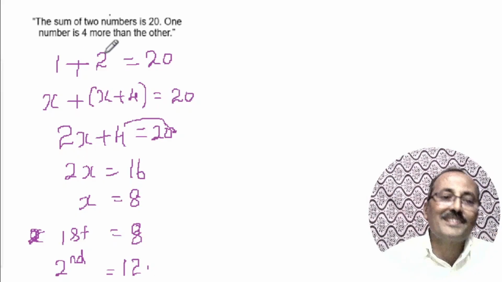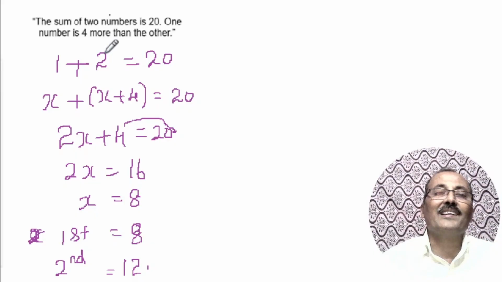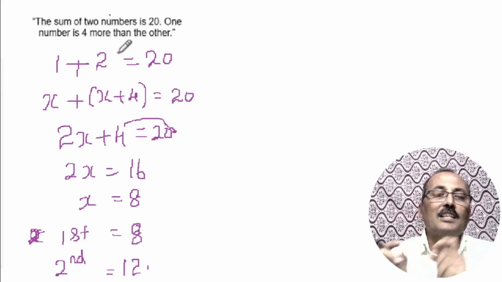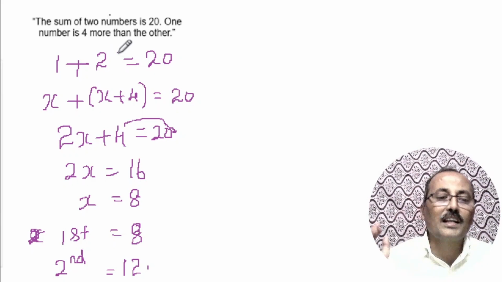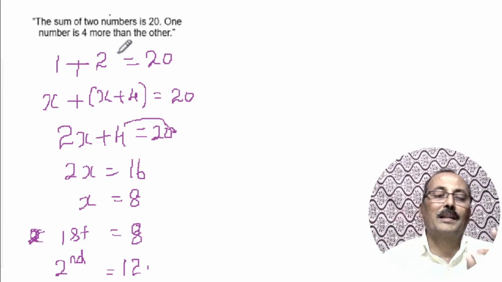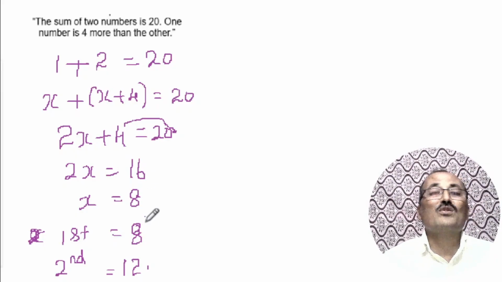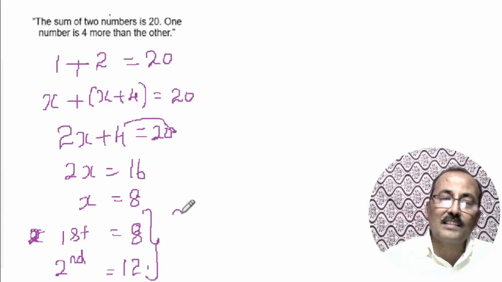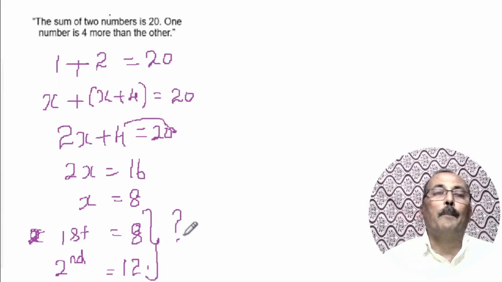The sum of two numbers is 20. If one number is 4 more than the other, find the numbers. So first number plus second number equal to 20, x plus x plus 4 equal to 20. That's all we are deriving, and the first number and second number are 8 and 12. Will there be any other answer for this? There is no chance at all. For this condition, this is the only applicable answer.